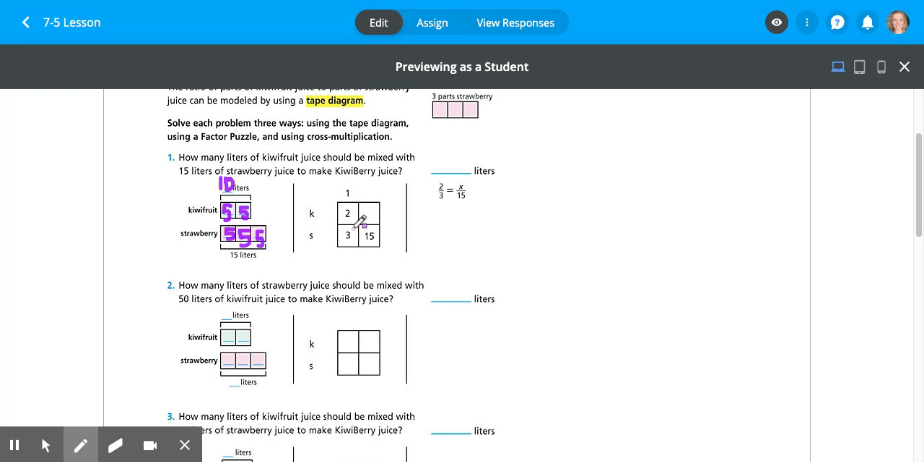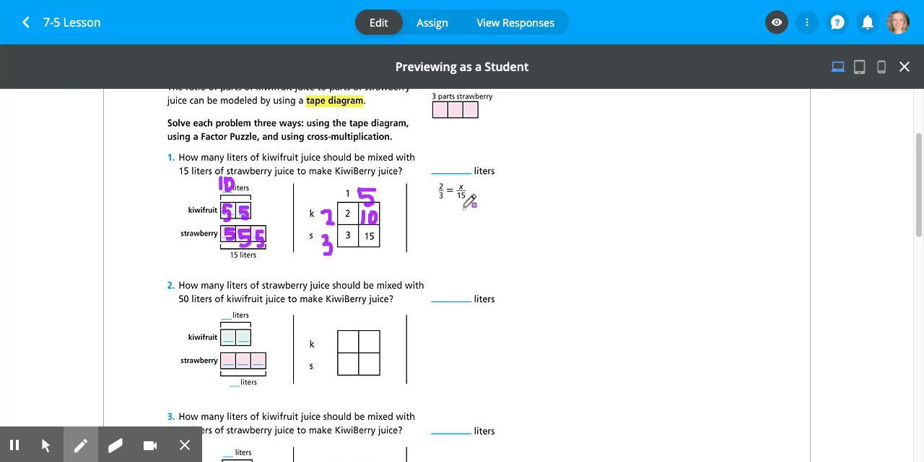So now we have the factor puzzle, so it has the K and the S for kiwi fruit juice and strawberry juice. We have our 2, our 3, and our 15. And it already has some of the factor puzzle filled out for us. So there's the 1. So 2 divided by 1 is 2. 3 divided by 1 is 3. So now 15 divided by 3 is 5. And 5 times 2 is 10. So we get the same answer there. For every 15 liters of strawberry juice, there are 10 liters of kiwi fruit juice. So our answers match up.